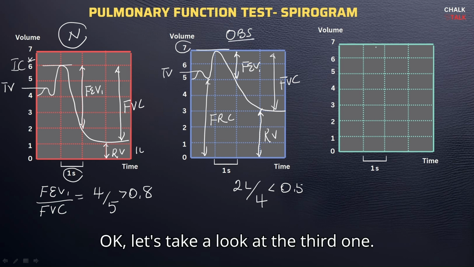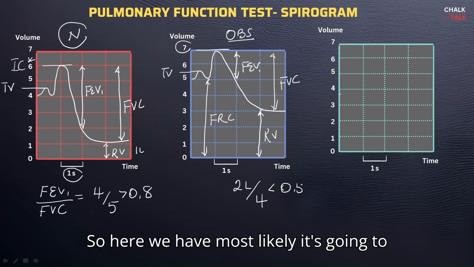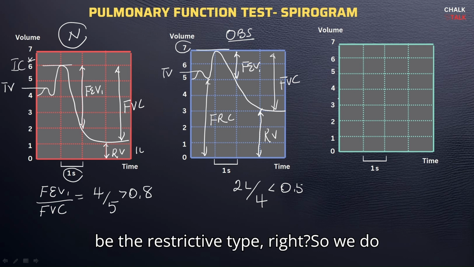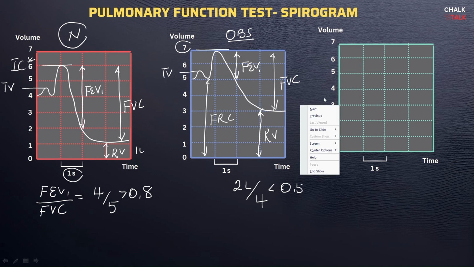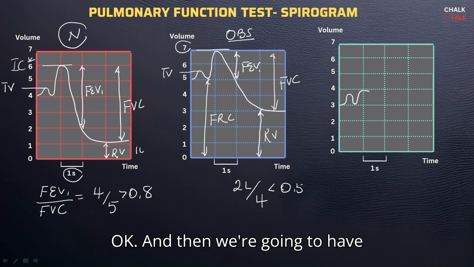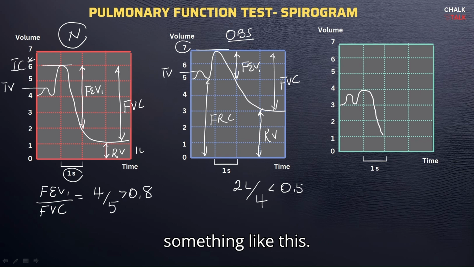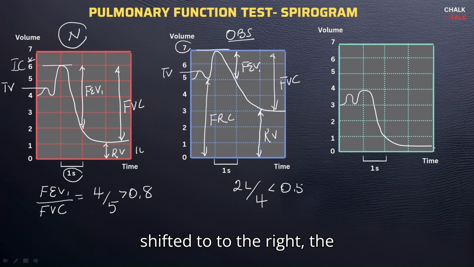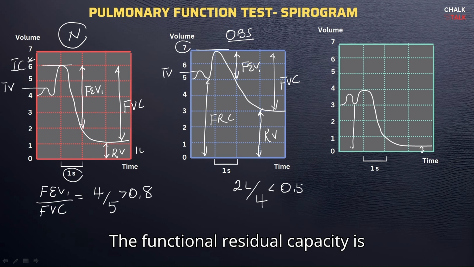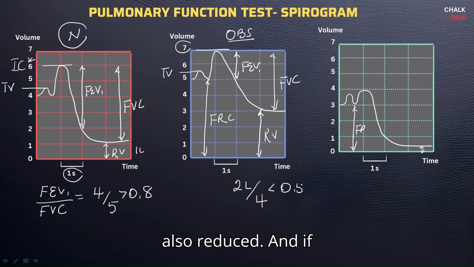Okay, now let's take a look at the third one. So here we have, most likely it's going to be the restrictive type, right? So we do have the tidal volume, say somewhere here. Okay. And then we're going to have something like this. So obviously, we see that the curve is shifted to the right. The residual volume is pretty much reduced, very small. The functional residual capacity is also reduced.